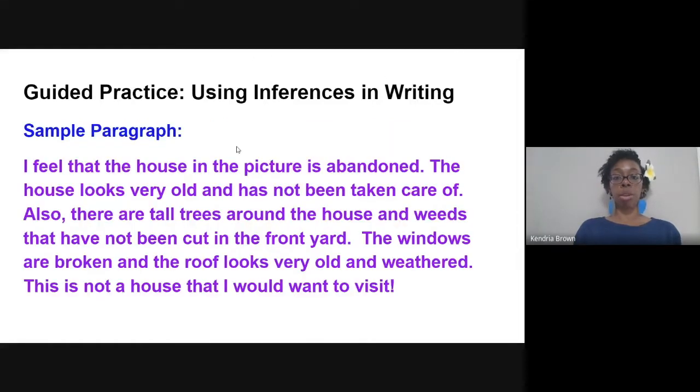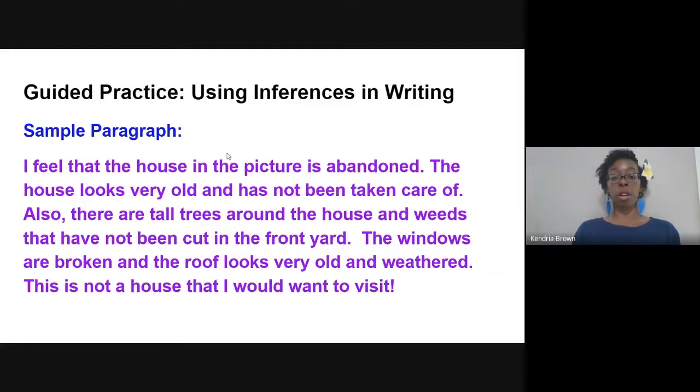Okay, ladies and gentlemen, by now you should have had about 5 minutes or so to write. I'm going to share my sample paragraph with you. It says, "I feel that the house in the picture is abandoned. The house looks very old and has not been taken care of. Also, there are tall trees around the house and weeds that have not been cut in the front yard. The windows are broken and the roof looks very old and weathered. This is not a house that I would want to visit."